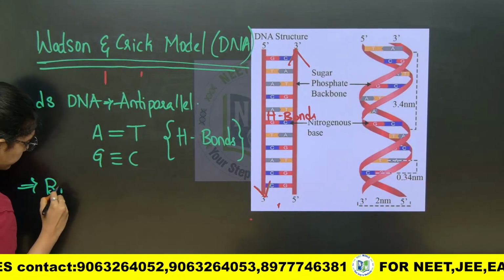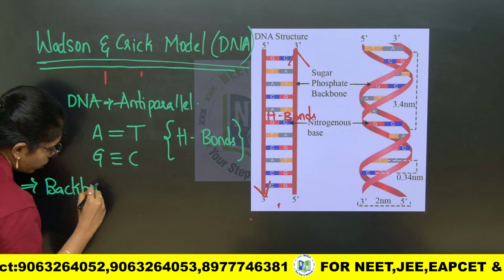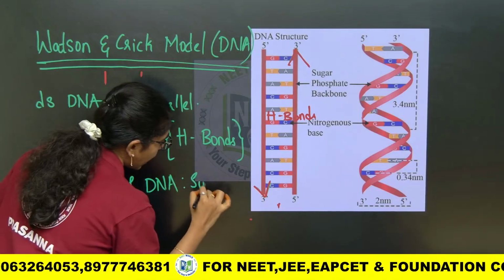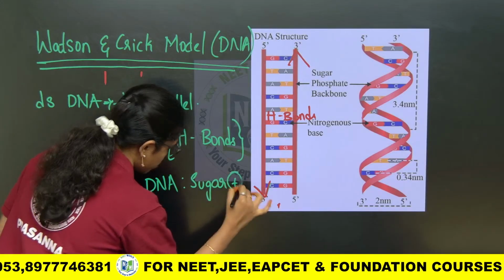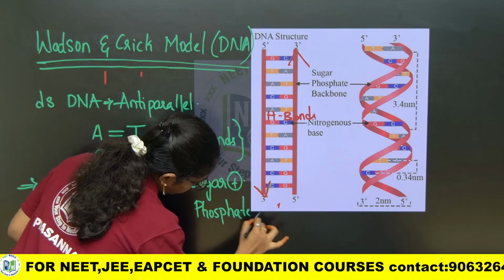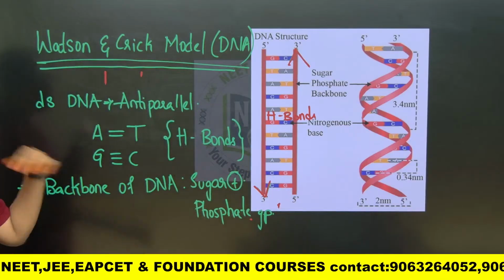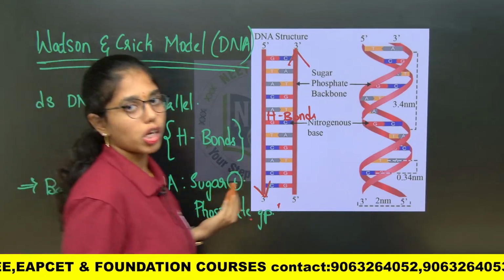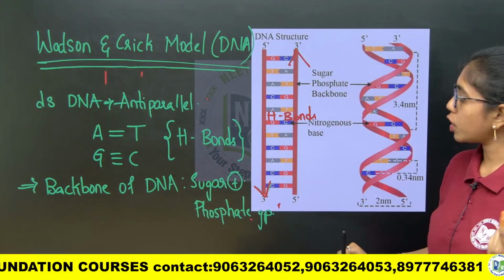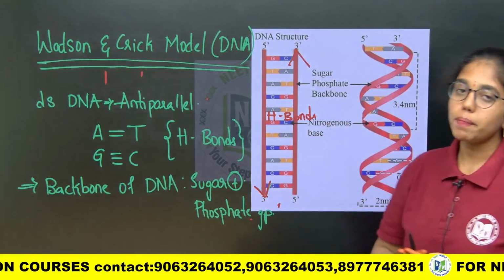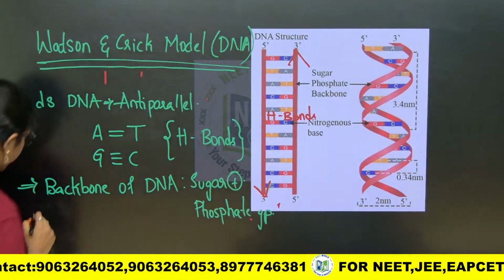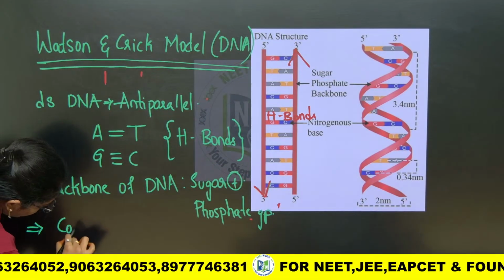So, what will be present in the backbone? Backbone of DNA is sugar and phosphate groups. Fine, backbone of the DNA is what? Sugar and phosphate groups. Now, this is clear, right? Anti-parallel to each other, and backbone is sugar and phosphate group, and at the center nitrogen bases are connected by what? Hydrogen bonds. Third is complementarity.